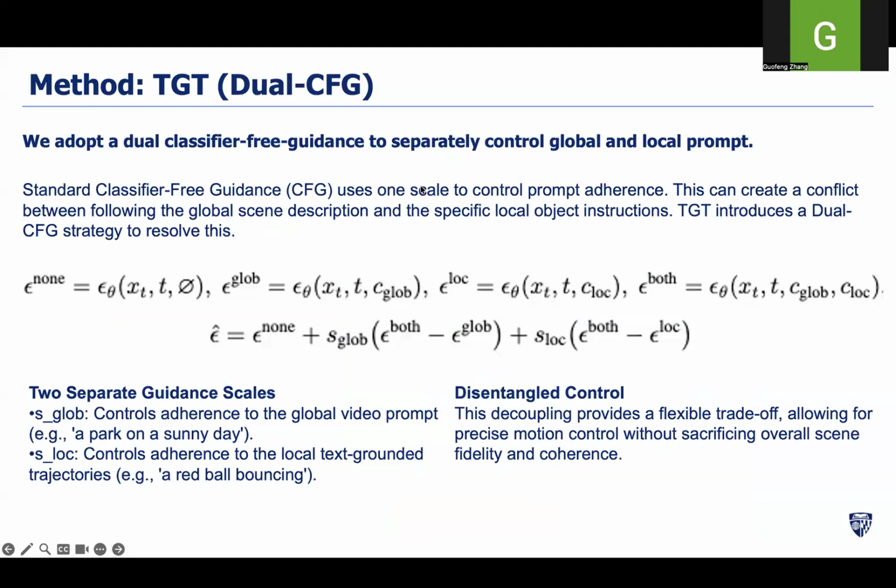We also adopt a dual CFG setting because standard CFG just controls the adherence scale to the global prompt, but we have the local prompt as well. So we use the following formula to split them and control them separately. This helps us disentangle the control.